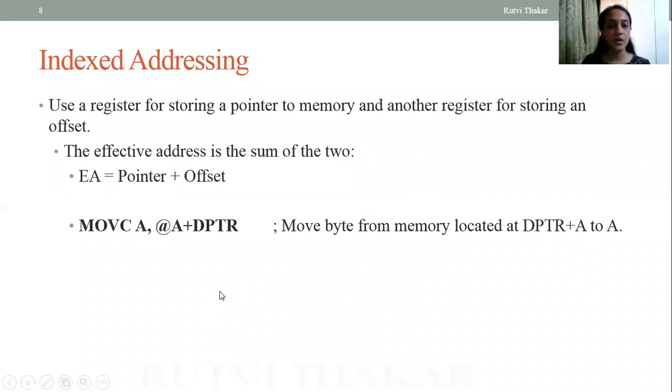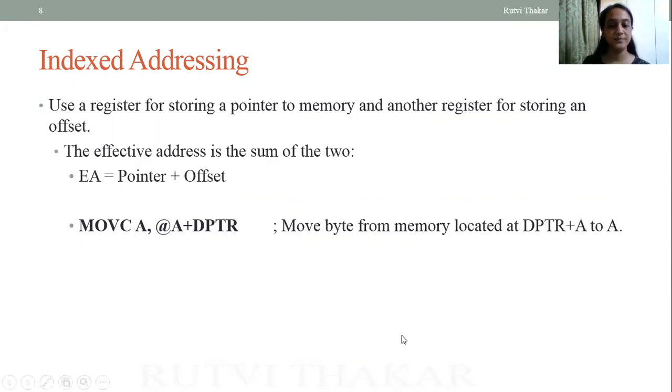Let's come to the last addressing mode, the indexed addressing mode. It is used with one register storing a pointer to memory and another register storing an offset. The effective address is the pointer plus the offset. An example is MOVC A, @A+DPTR. DPTR is a 16-bit register. Whatever data is in DPTR will get added to the accumulator. The data at that effective address will be loaded into the accumulator, and this address should be in the code memory and not the data memory.